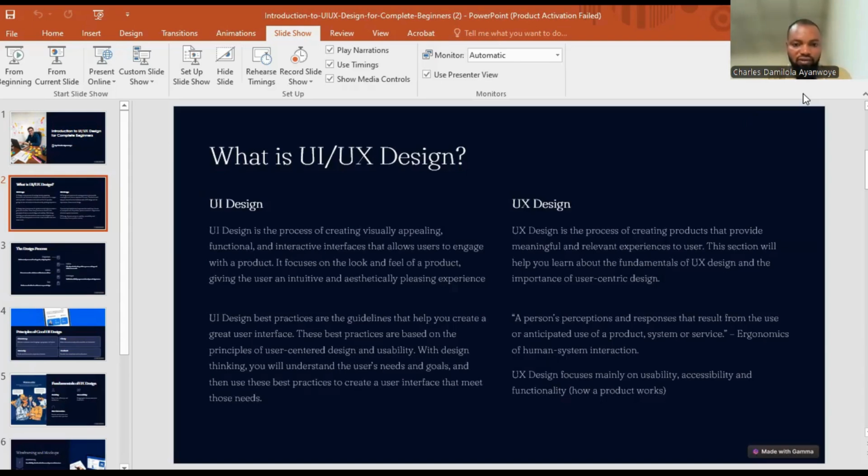A product is divided into two parts. There is the UI part of that product, and there is the UX part of that product. The UI part of that product is the look of that product. How does the product look? When you see the product, what do you feel about the product? But the UX part of the product is mainly focused on the usability, the accessibility, and the functionality of your product, how that product works.